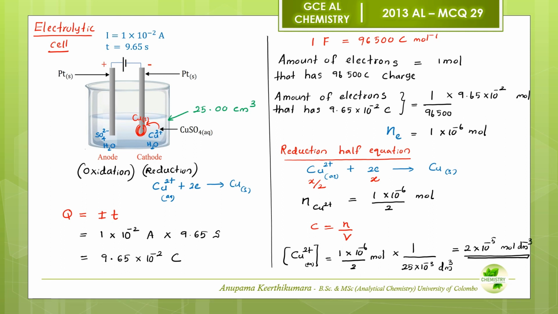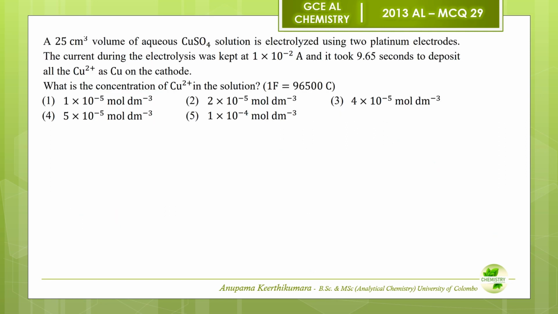The concentration of aqueous copper 2 plus ions is 2 times 10 to the negative 5 moles per cubic decimeter. Answer is number 2.